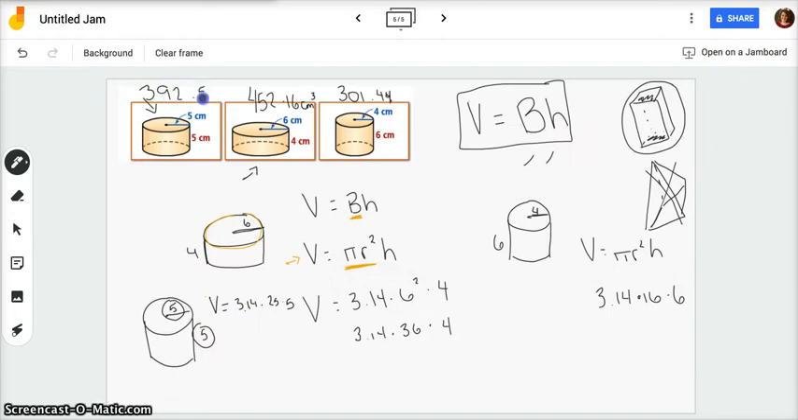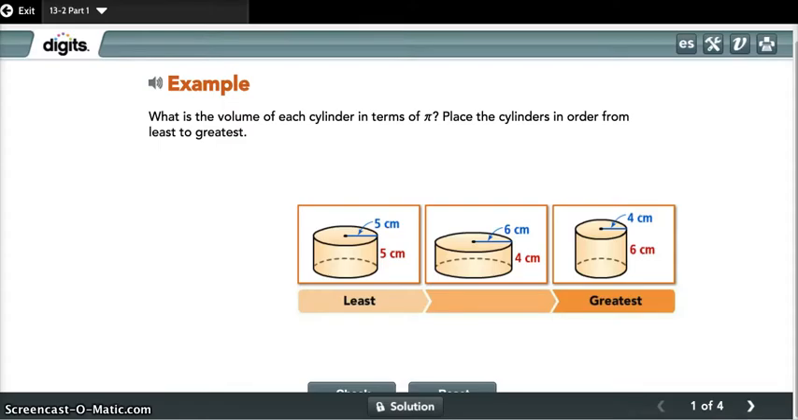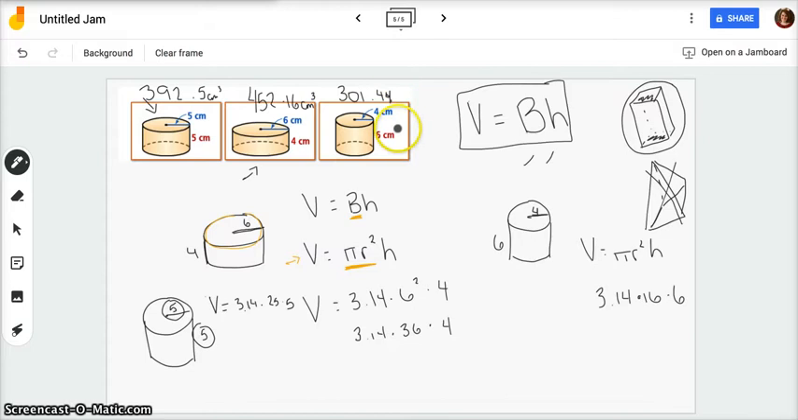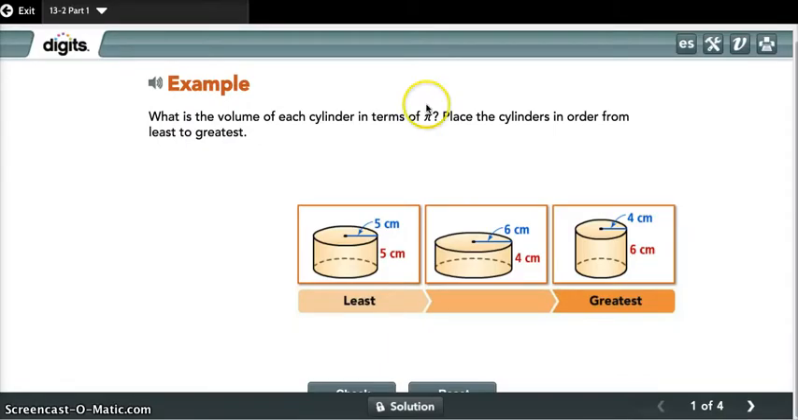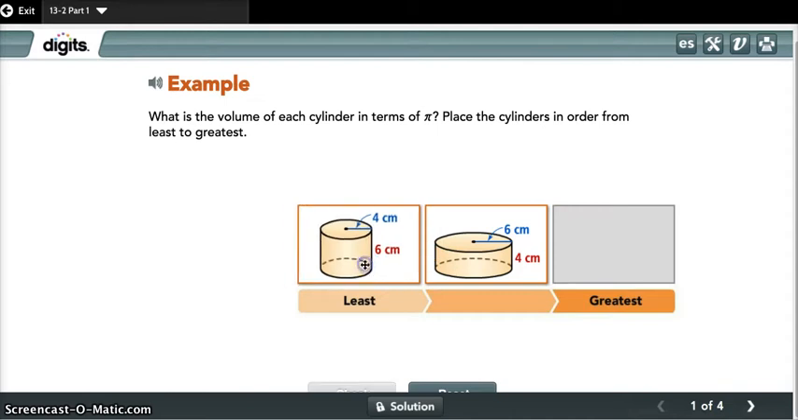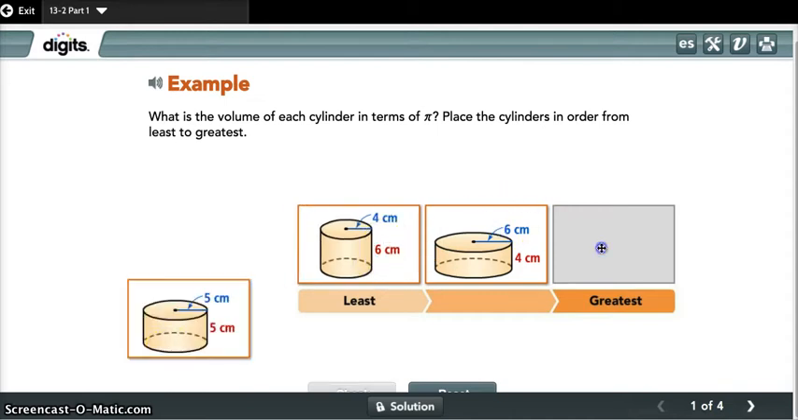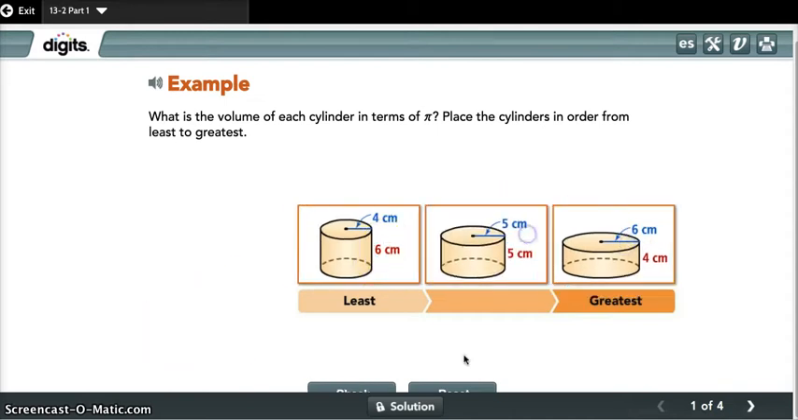So we did not line them up in correct order when we first guessed, but that's okay. I think it was asking us from least to greatest. Yeah, least to greatest. So it would have been the 4, the 5, and then the 6, which it won't always be that way, but that's okay. 4, 5, and 6.